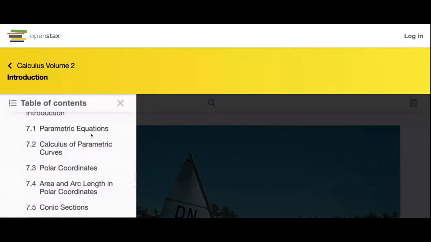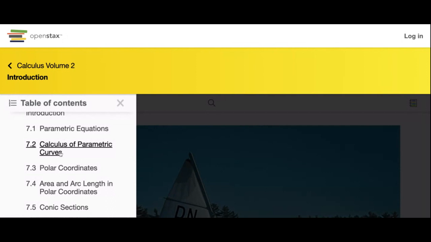So in parametric equations, y doesn't have to be a function of x. The only thing is, x is a function in terms of t, and y is a function in terms of t. And of course, if we put x comma y, that's a trajectory made by those two variables, x of t and y of t.